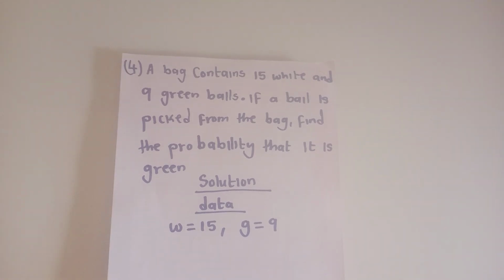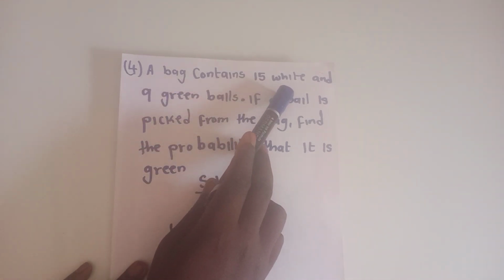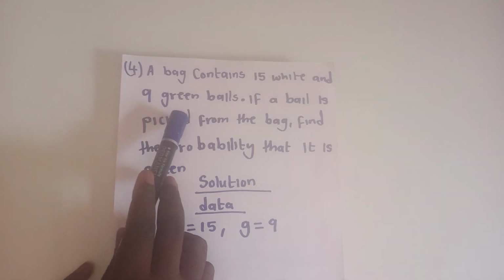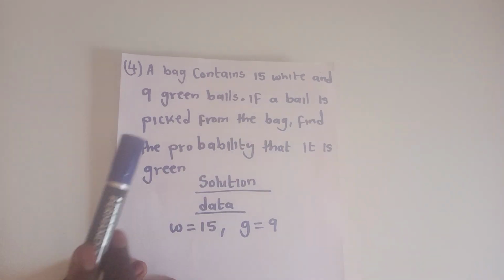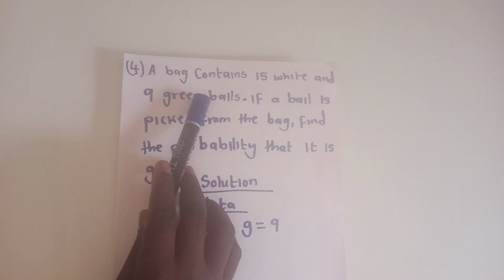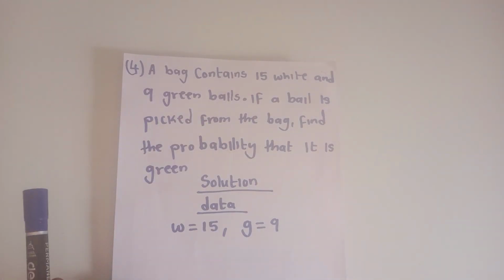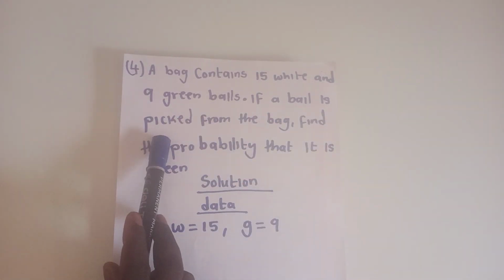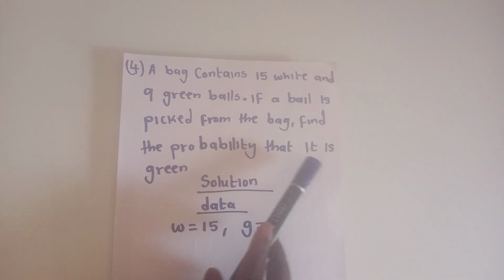This is probability for grade 9s. So the question says, a bag contains 15 white and 9 green balls. If a ball is picked from the bag, find the probability that it is green.